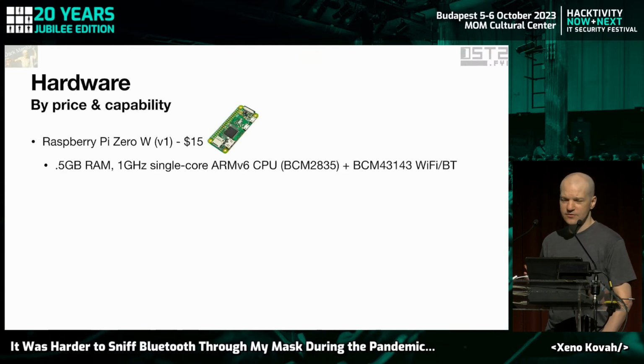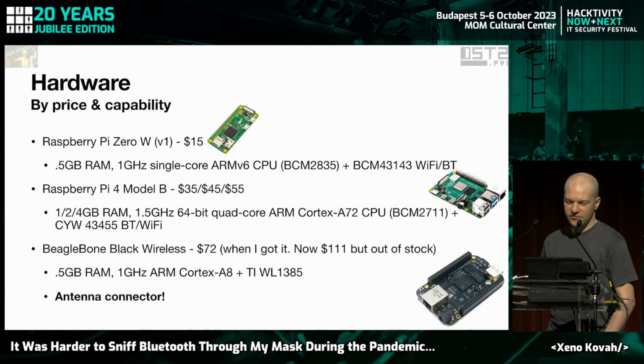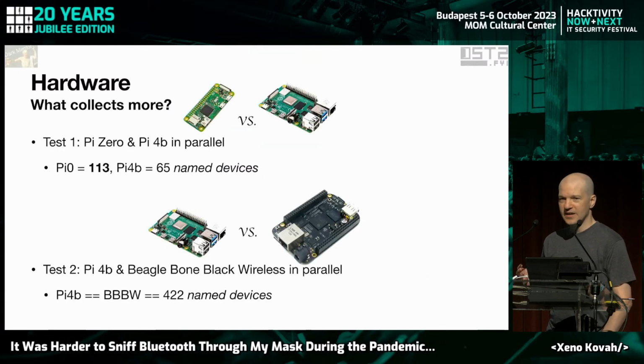So what kind of hardware did I use for this? I had a variety of Bluetooth-capable hardware lying around my house, but the winner in terms of price was the Raspberry Pi Zero W, because this is $15. Then I did some naive tests to say, okay, if I just sniff at the same time with a Raspberry Pi Zero W and a Raspberry Pi 4, which one of those picks up more Bluetooth devices? Neither of them has an antenna connector. They both just have PCB antennas on the board, and it turned out that the Raspberry Pi Zero actually collected almost twice as many as the Raspberry Pi 4. I don't know why its PCB antenna was superior, but it was.